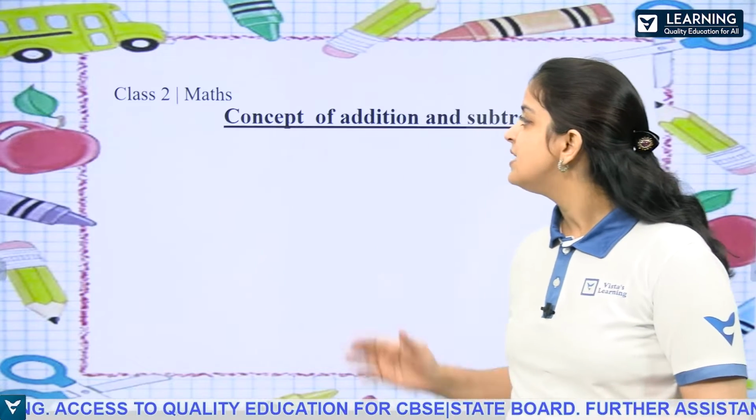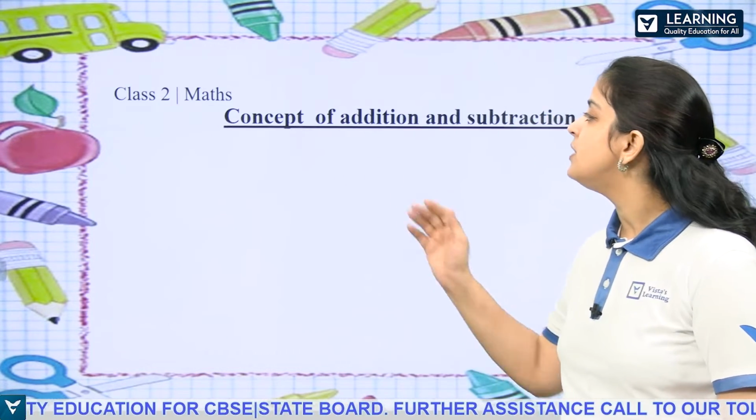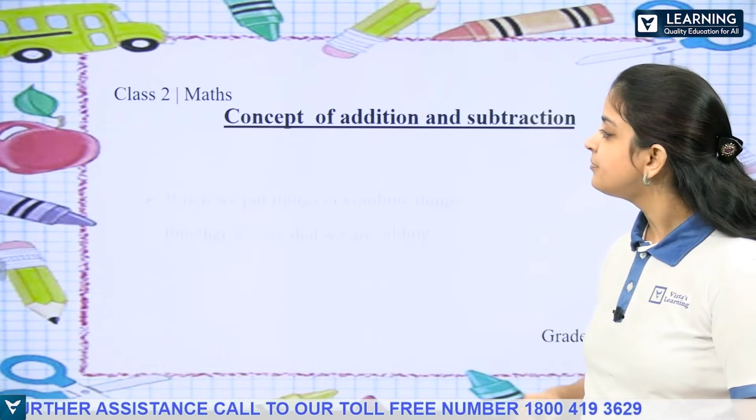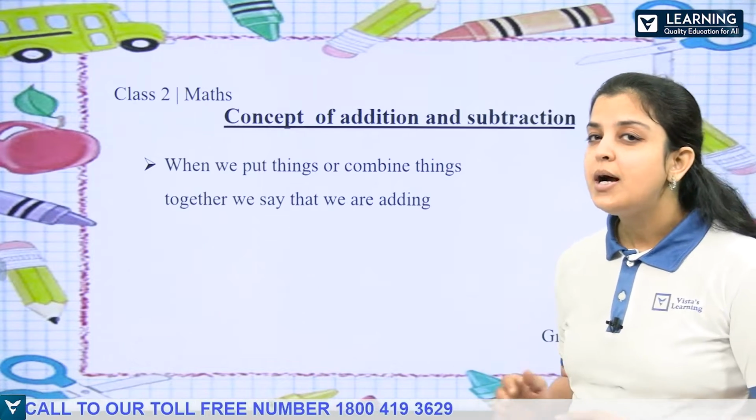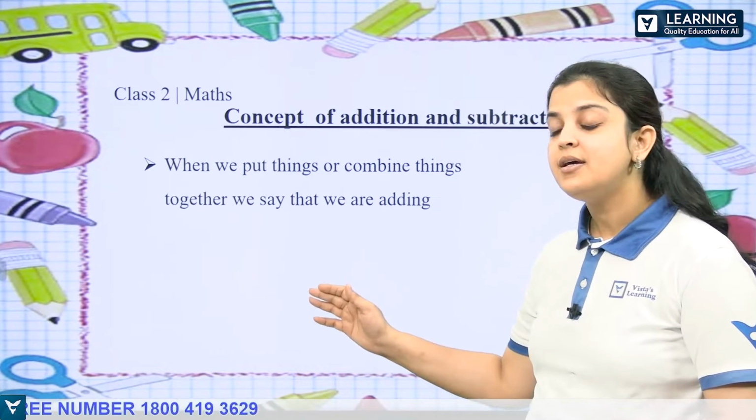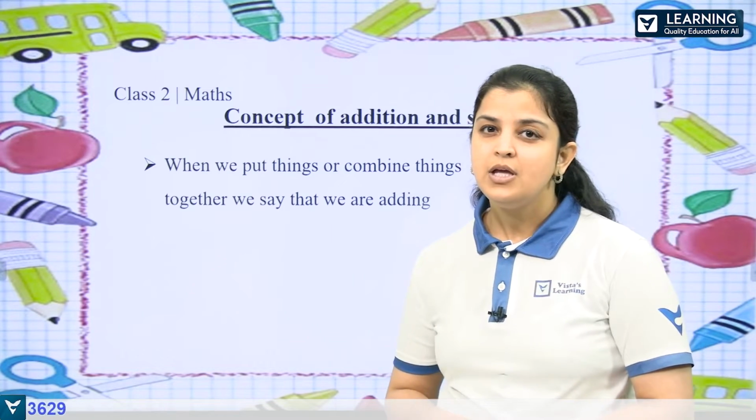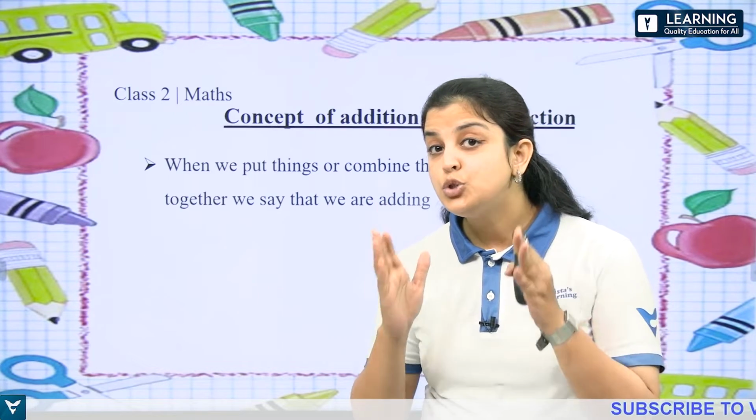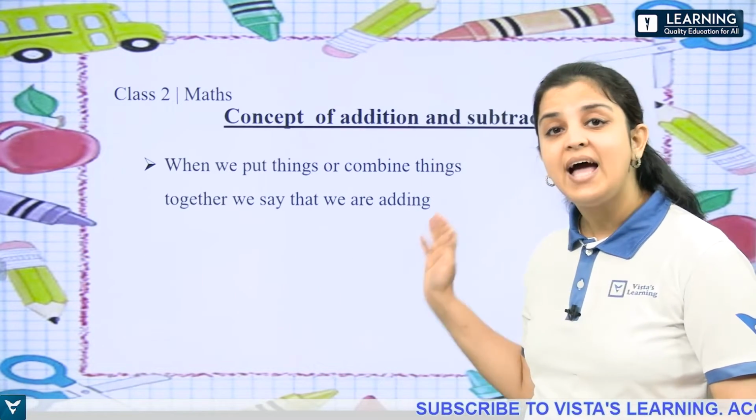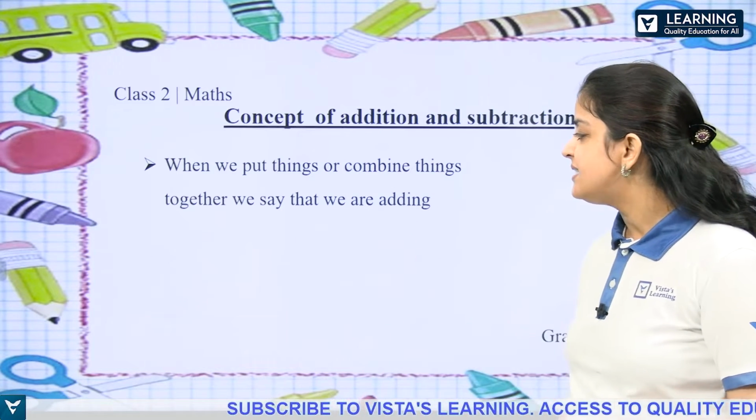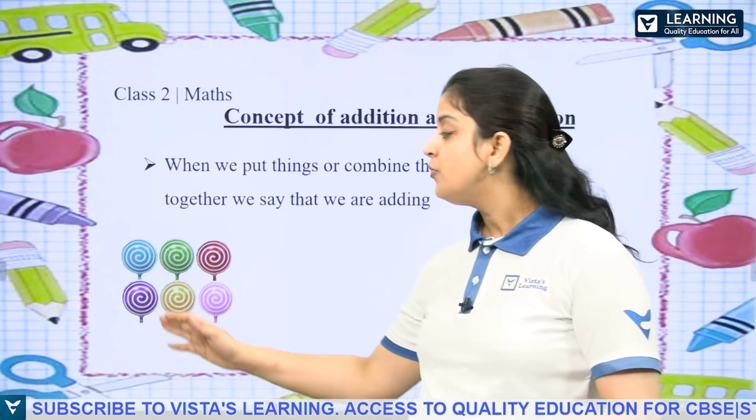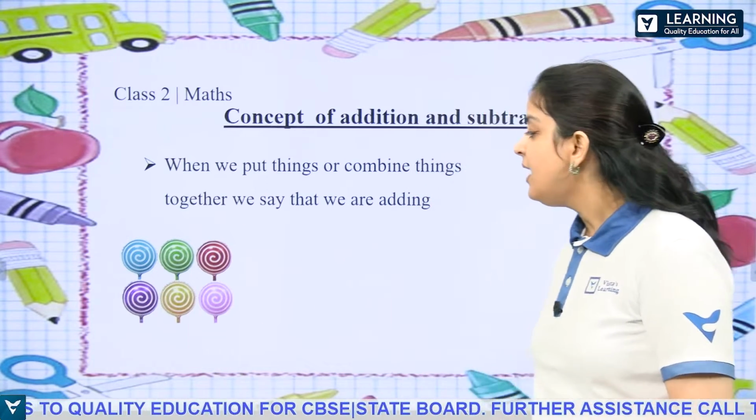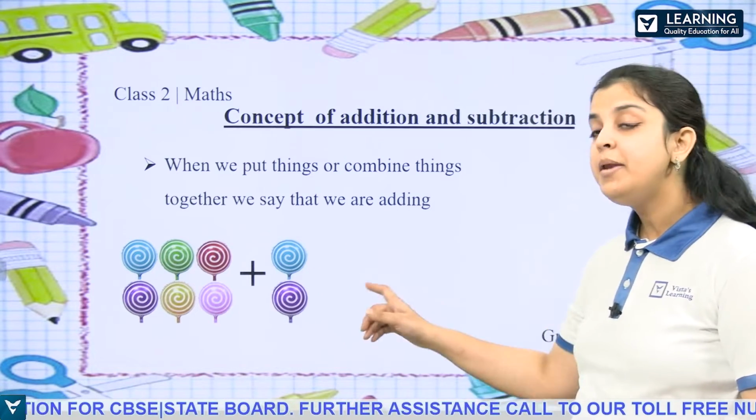So let's start. The first thing we are going to discuss is the concept of addition and subtraction. When we put or combine things together, we say we are adding. When we put two things together or we combine two things, we say we are adding. See the example here. Here you could see 3 lollipops are there. 1, 2, 3. 3 lollipops are there. If I add one more lollipop.